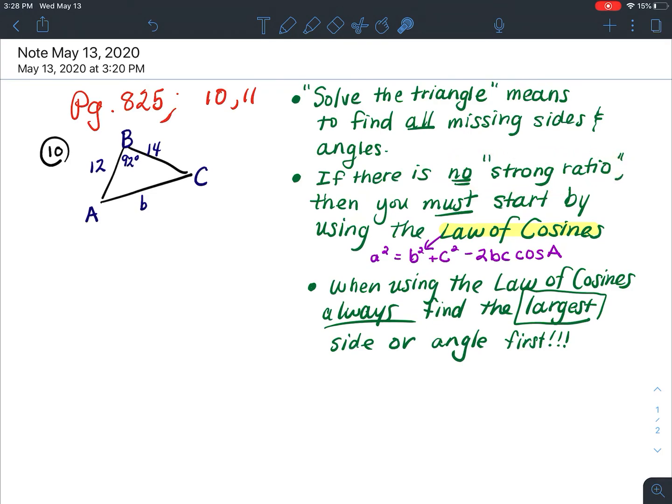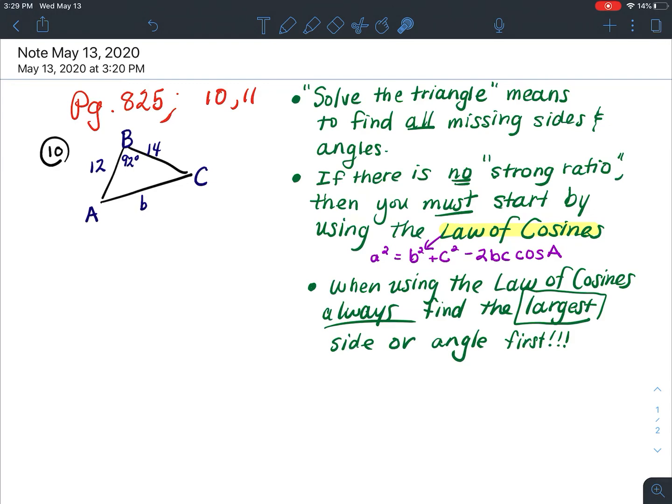Just to make sure we're clear, when the directions say to solve the triangle, that means they want you to find all of the missing sides and all of the missing angles. As you show the supporting work for how you're doing that, please add those pieces of information back onto the picture. Pictures need to be drawn for all of these. You can see in number 10, here's the picture that we're given.